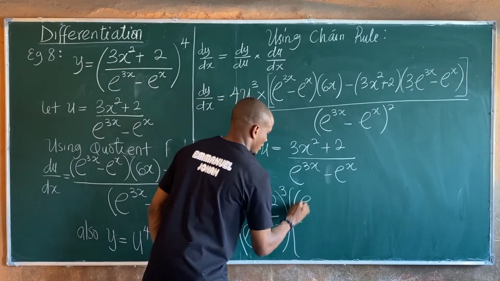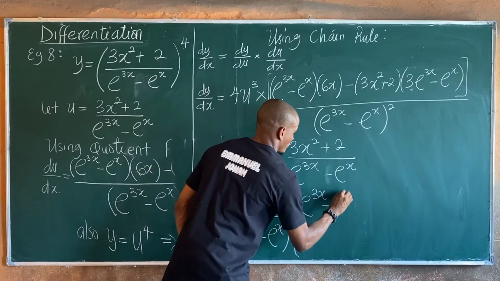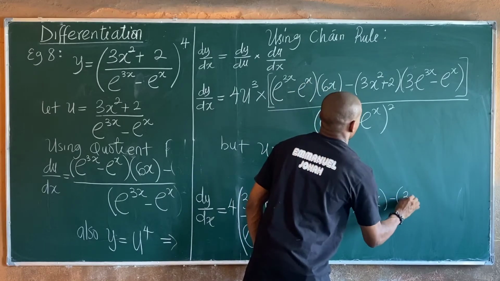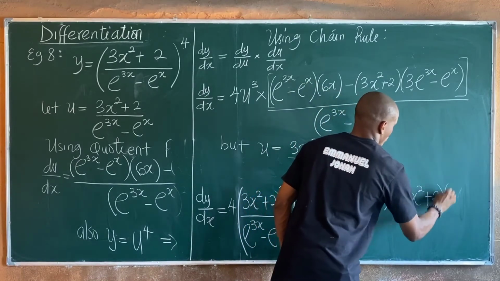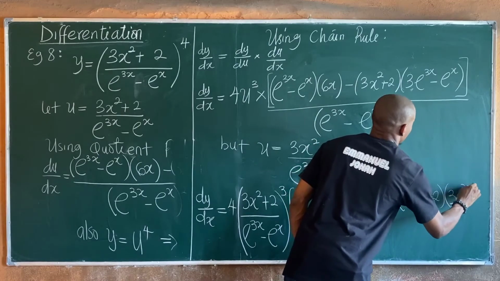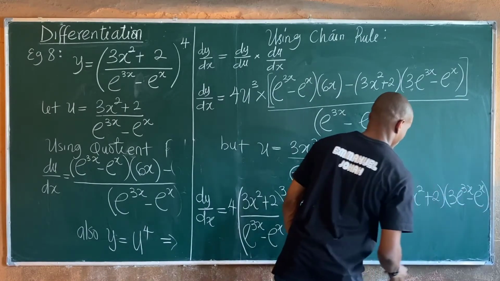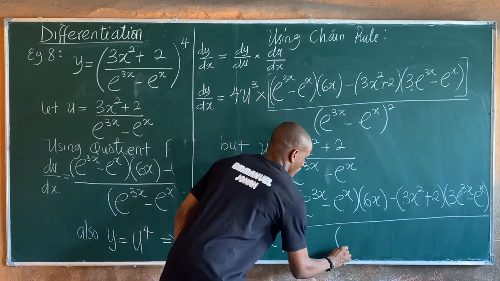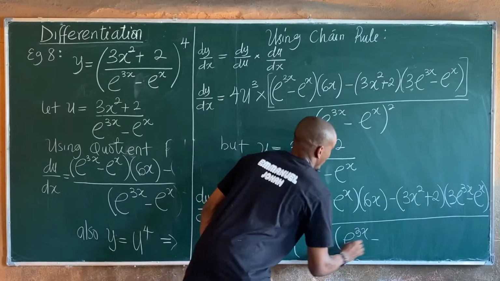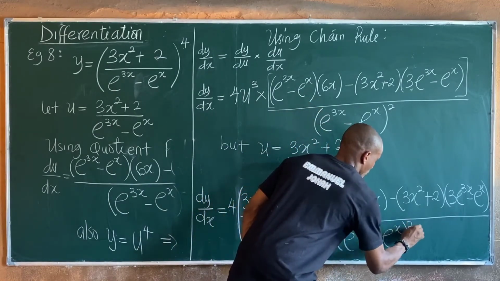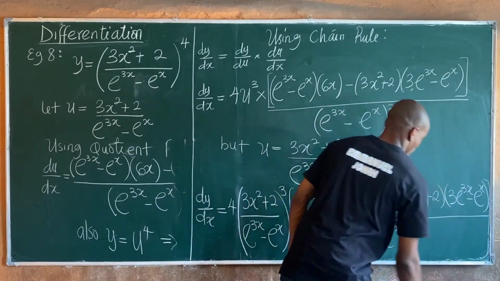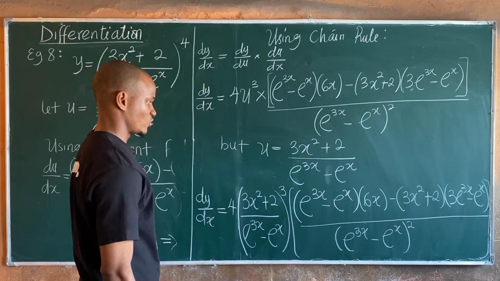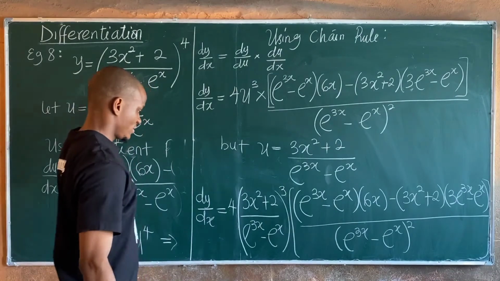That gives you exponential 3x minus exponential x into 6x minus 3x squared plus 2 into 3 exponential 3x minus exponential x, all over v squared. My v here is exponential 3x minus exponential x all squared. So I have this. So this is like your answer. You could choose to expand and simplify if you want to, but this is like the answer to this differentiation.